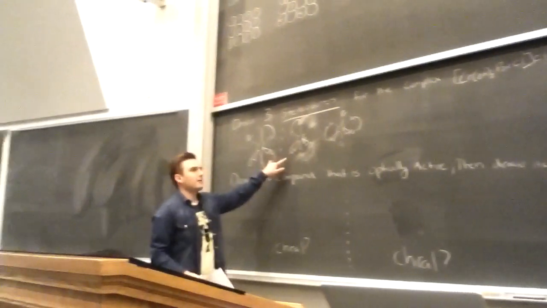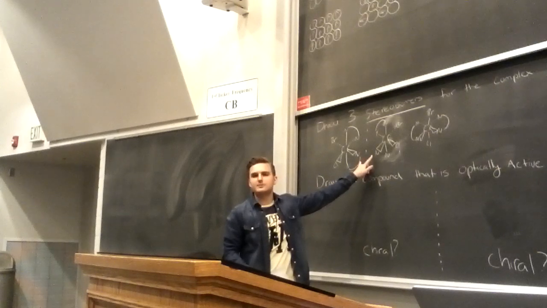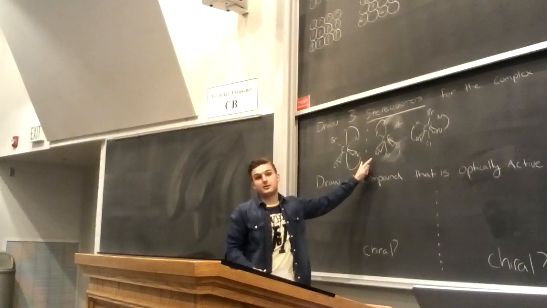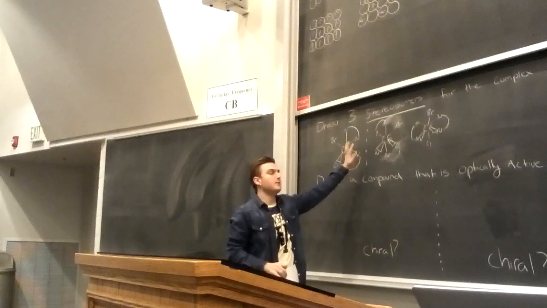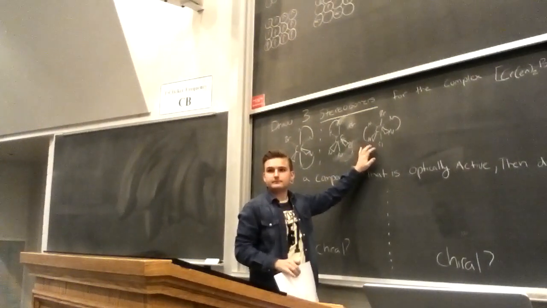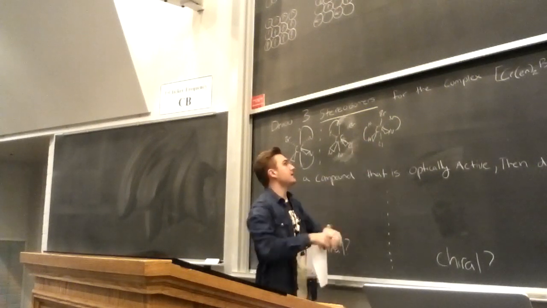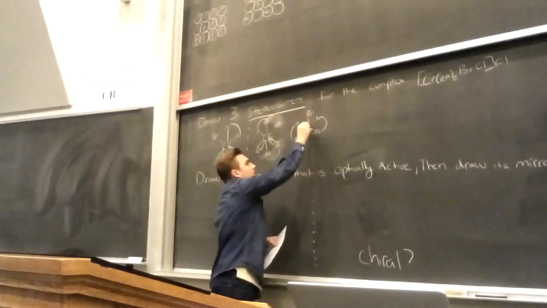Okay, so are these two chiral? Yes. What's their relationship to one another? They are enantiomers. They're mirror images of one another, not superimposable. What about this one right here? Is this chiral? No, this is not. So this has a plane of symmetry right down the middle.